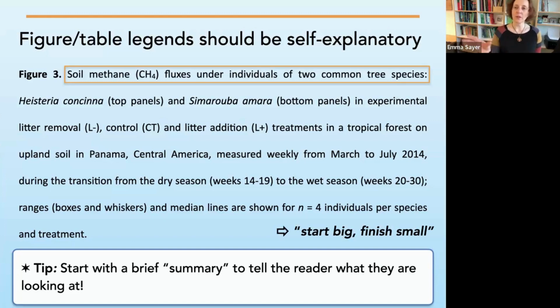I've started with a big statement showing the most important result, the most important information the reader needs to understand everything else. And I've finished with the little details that, I mean, they're important, but they're not stuff I really want to highlight to the reader. They're important because I'm giving them, for example, the number of replicates and what my ranges and median lines are, and so on. But that's the small detail that comes at the end.